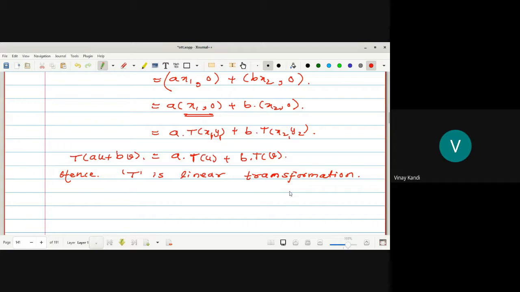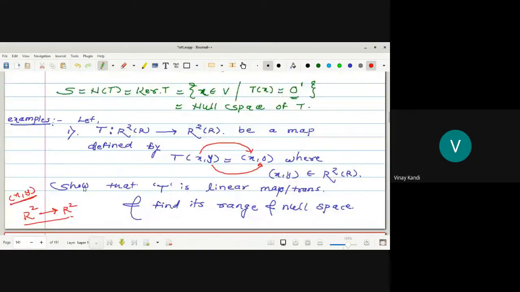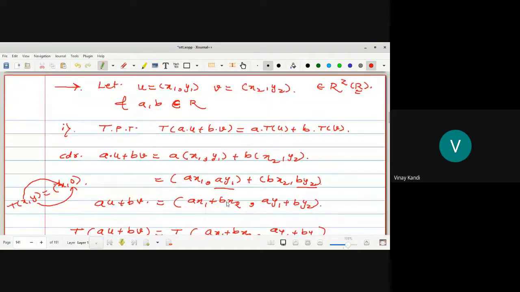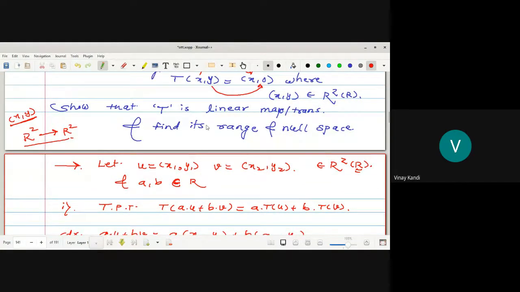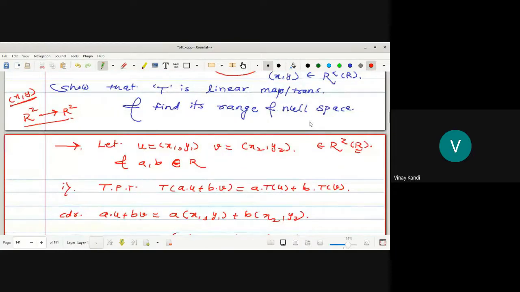Okay, so here T is a linear transformation. Now you have to find the range space. Sorry, range of that. Find its range. The range we find later on. First, we have to find the null space. After seeing the definition of range space, we can define that one. Now here, first define the null space of the linear transformation.